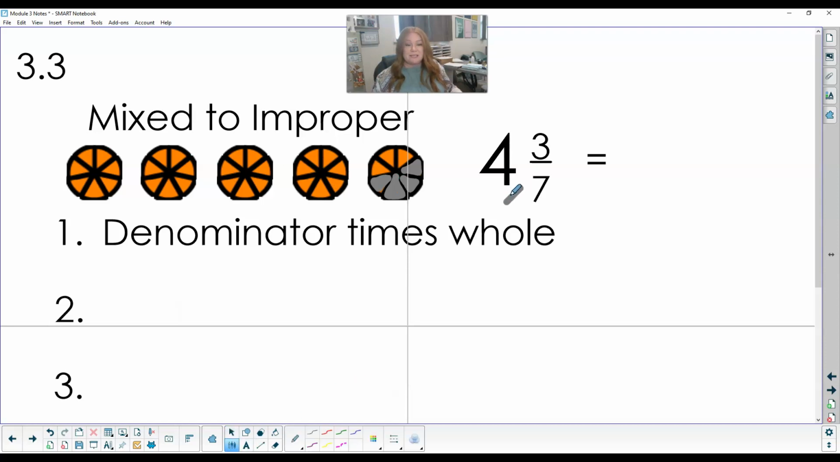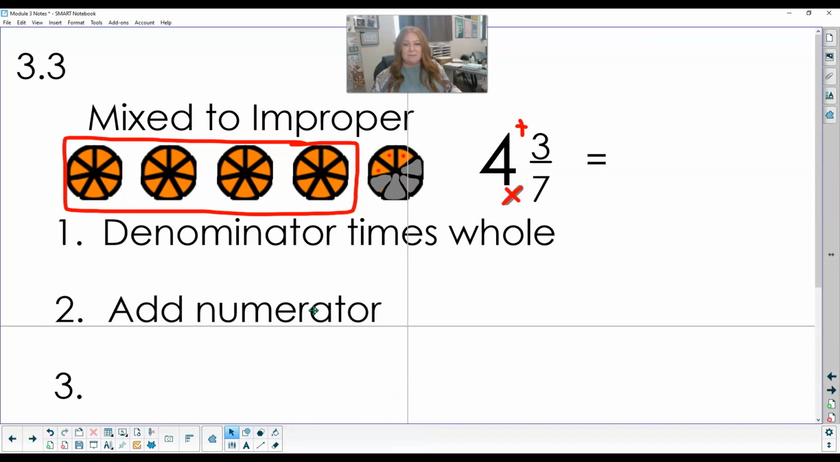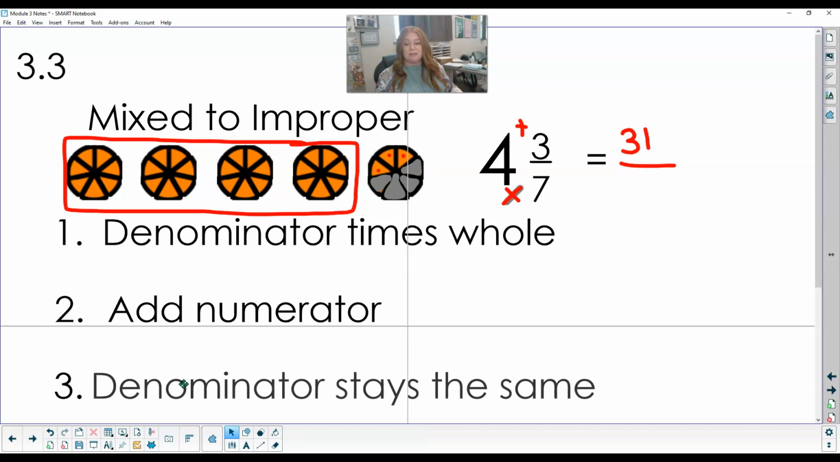So the first thing I do is multiply. I'm going to use red instead of gray. We're going to multiply 4 times 7. So right here, I have 28 pieces. And then I'm adding on the other ones, 28, 29, 30, 31. So the second step is add the numerator. We multiply, add, and now I have 31 pieces. If I count up all the pieces, there's 31. And then our denominator stays the same because it still has 7 pieces in one whole thing. So I now have 31 over 7.